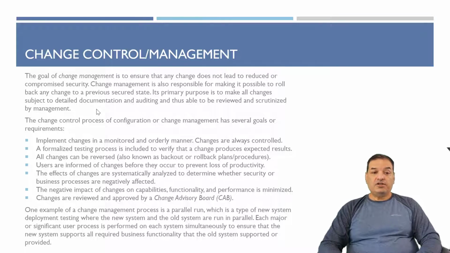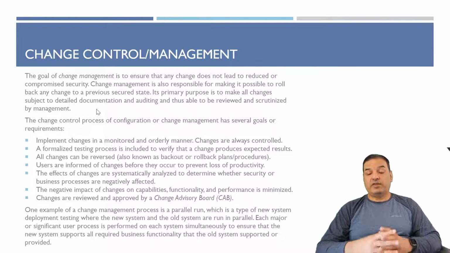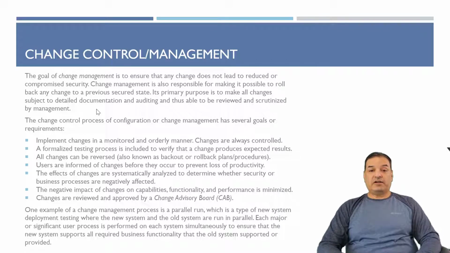A change control process has several goals. You have to implement changes in a monitored, orderly, and controlled fashion. A formalized testing process to verify that the change did occur correctly and the results are as expected. All changes should be reversible. You should be able to go back, roll back, go to the previous state when things are good in case the change does not happen the way we expect it to happen.